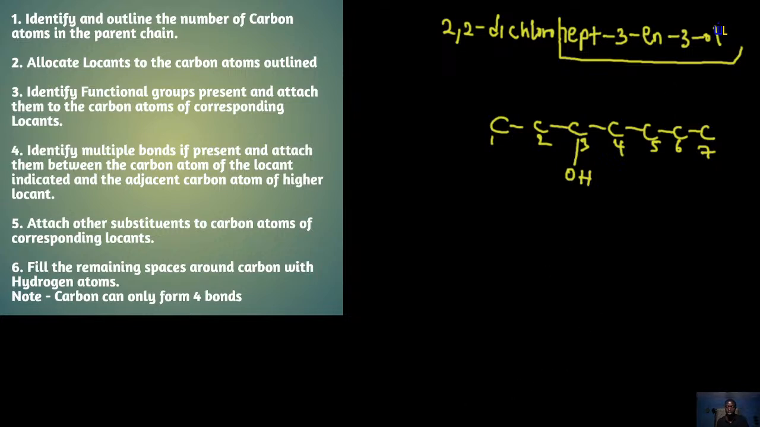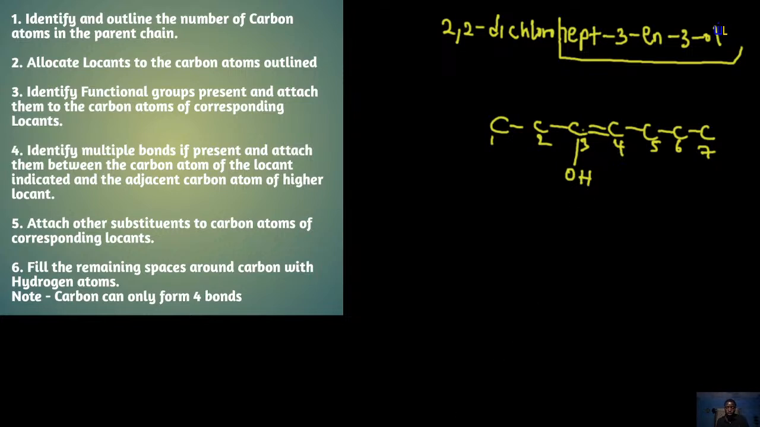Then we go to the next principle. The next principle says identify the multiple bonds if present and attach them between the carbon atom of the locant indicated and the adjacent carbon atom of higher locant. What does that mean? It simply means that because we have 3-yn, which is for the triple bond, it is going to be between carbon number 3 and the carbon atom of higher locant, which is carbon number 4. So that's where we put our multiple bond, and this is what we have.